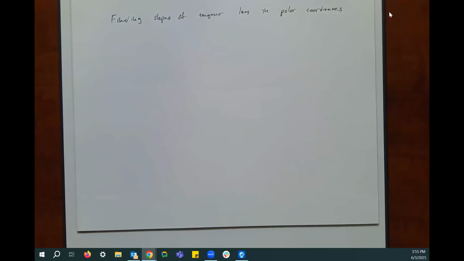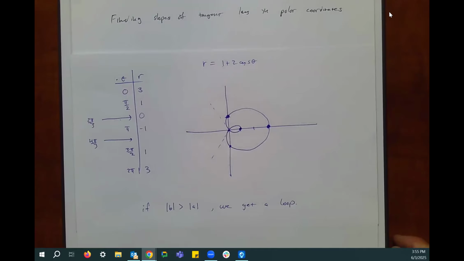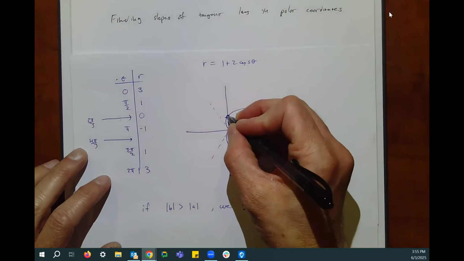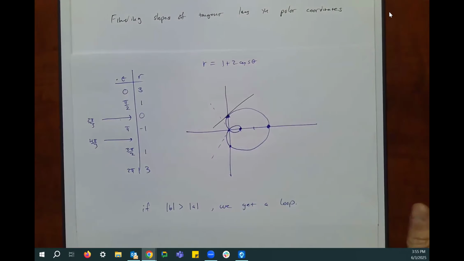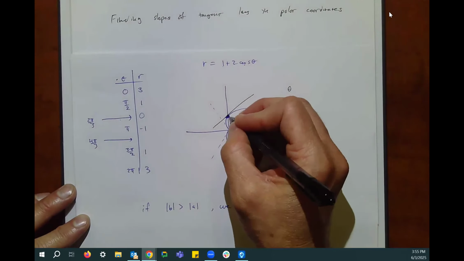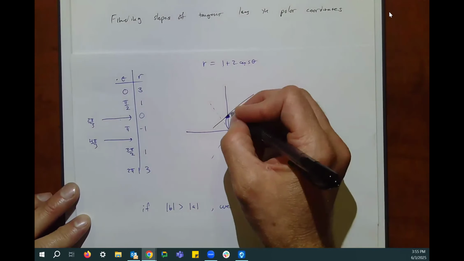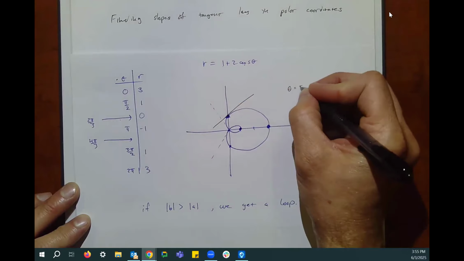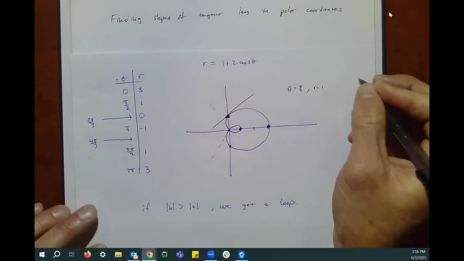So let's look back at one of these lovely graphs I've drawn. Let's look at this loopy one here. And I would really like to find the slope of the tangent line right there. I'm really curious what the slope of that tangent line actually is. And that's at the point where theta is pi over 2 and r is 1. So that's what we're going to do.